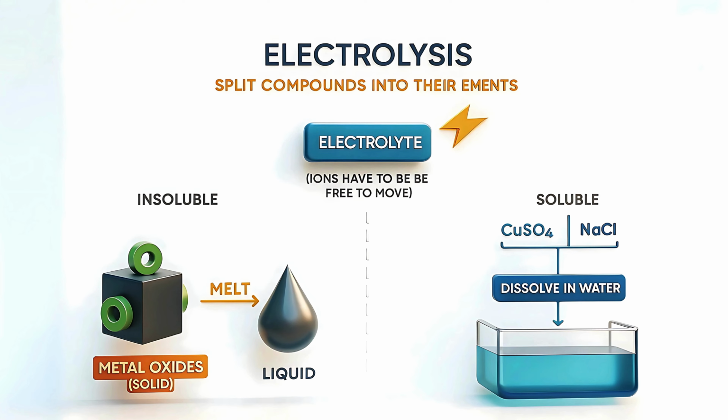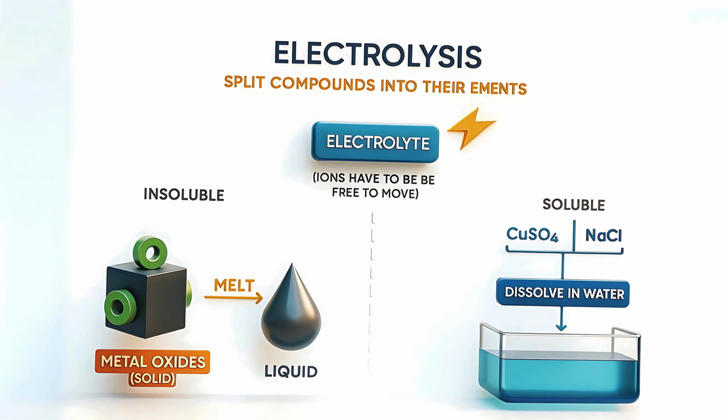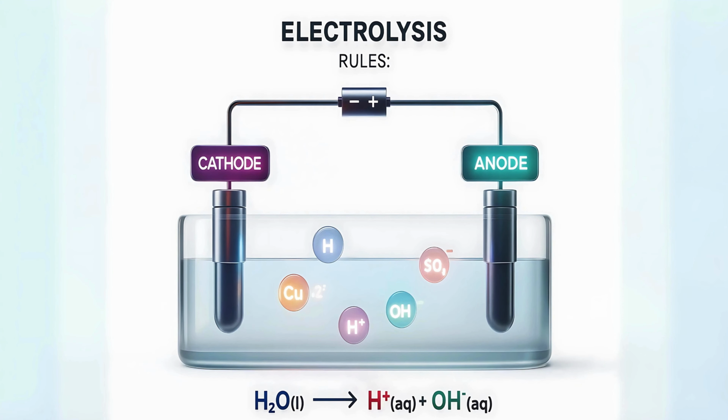Now, when we deal with insoluble compounds, such as most metal oxides, we have to melt them to make them molten liquids. Only then can the ions move freely. But if our compound is soluble, such as copper sulfate or sodium chloride, we don't need to melt anything. We simply dissolve it in water, and that solution becomes our aqueous electrolyte. So, in today's lesson, we'll focus on understanding how electrolysis works in these aqueous solutions and how to predict what happens at each electrode. Let's start with the basic setup for an electrolysis experiment.